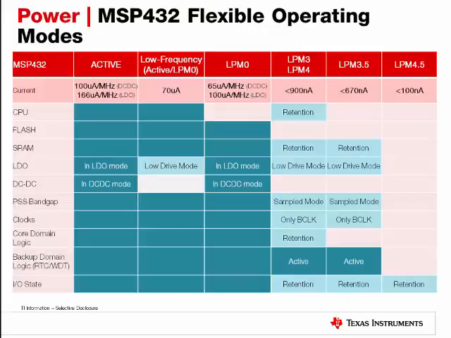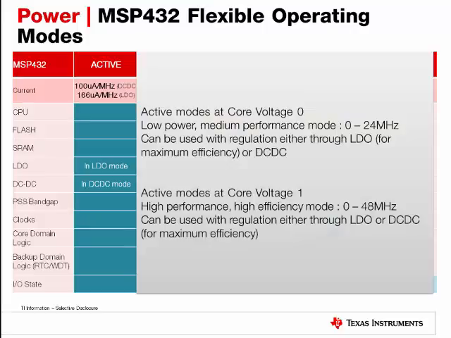Let's take a quick look at the MSP432 flexible operating power modes. MSP432 family introduces the similar power modes that you might have seen on MSP430, including active, LPM0, 3, 4, 3.5, and 4.5. However, two new modes have been introduced. So first off, let's start with active mode. In active mode, you can use either V-core voltage for low power and medium performance. When the system needs to run anywhere between 0 and 24 MHz, you can use the V-core level 0. At this point, either regulator can be used, either LDO or DC-DC.